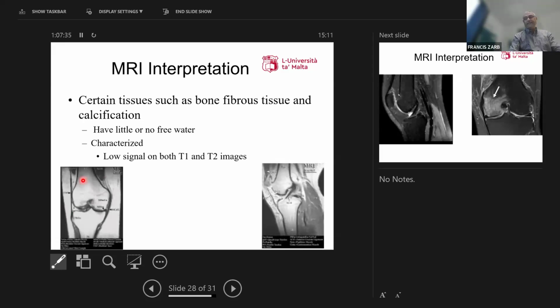Right? Now, if we go on, you have the cortex, which is dark, and you have the collateral ligaments, see? Ligament on either side, which is dark. Okay? They don't give a signal. If we go to the sagittal, you have the anterior cruciate. See this black band, that is the anterior cruciate ligament. Ligaments, no signal.